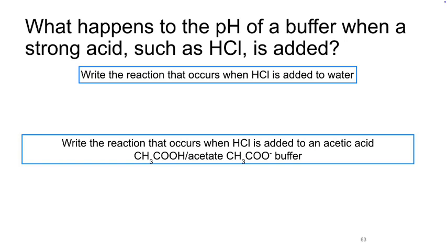If I do that same addition to an acetic acid acetate buffer system, what happens? What's the H plus do? It reacts with the buffer, changing the concentration of our H plus, which then means the pH stays relatively the same. Water doesn't do a good job of buffering because of its pKa value. It's way up outside of our pH scale. Our acetic acid acetate now has a pKa that's within that range that allows us to buffer that system out.